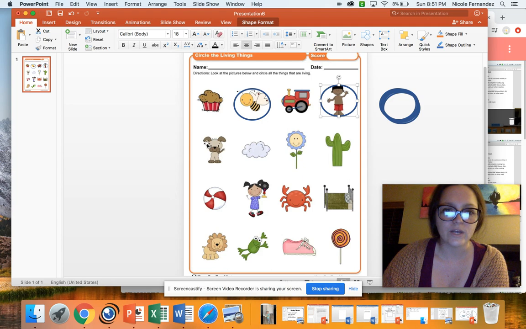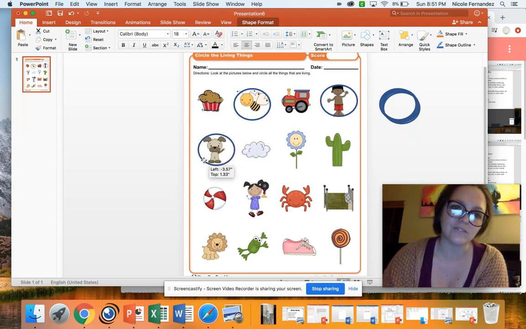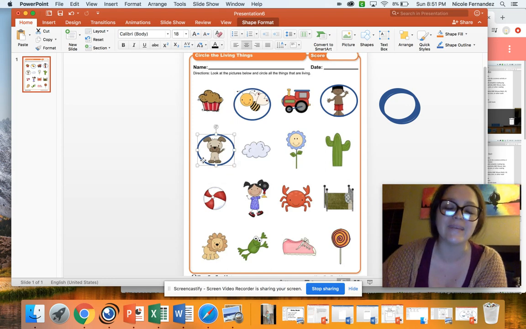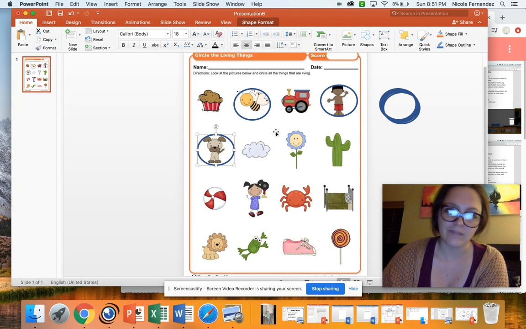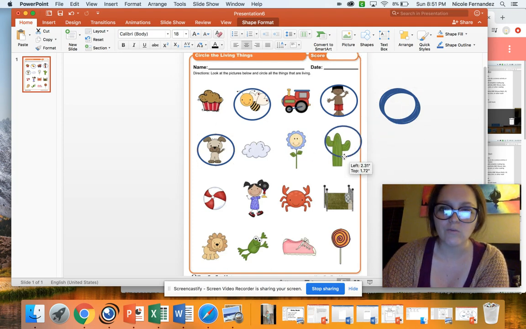Okay. We also have a picture of a dog right here. A dog is also part of that animal kingdom, so that little sweet puppy would be living. Here we have a cloud. Now, a cloud is made up of air, and it can grow and it can move, but it is not considered living. So our cloud would be a no, you are not living. Here we have a flower. Now this isn't a realistic flower because it has a cute little smiley face on it, but a flower would be a living thing. Plants and animals are all living things.